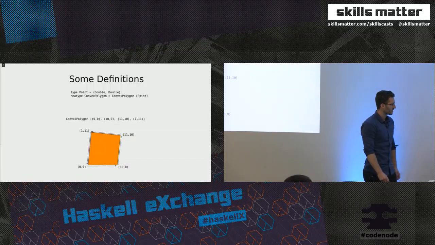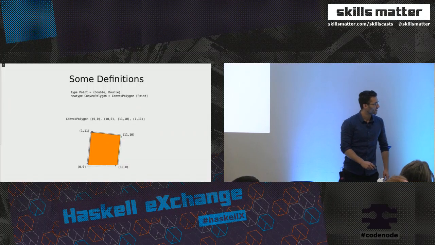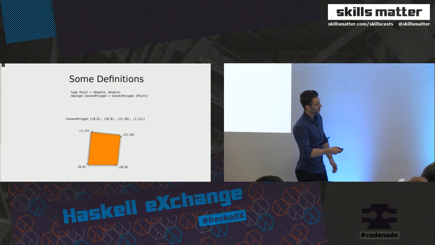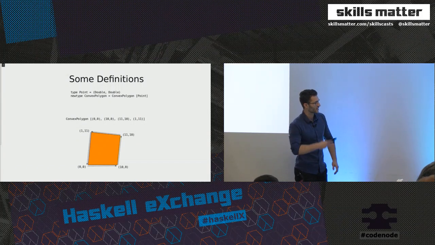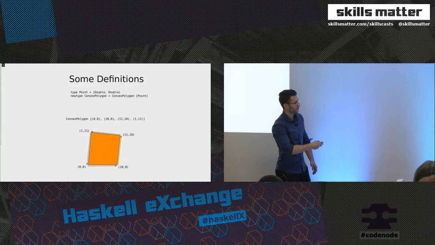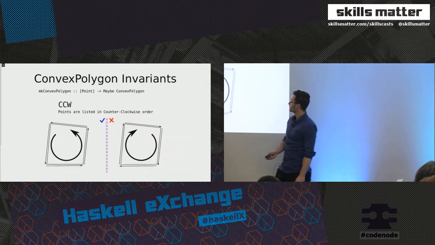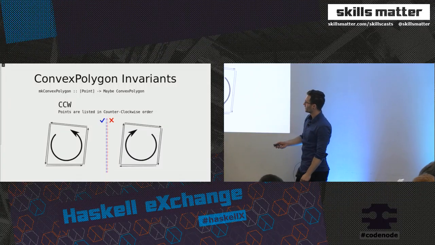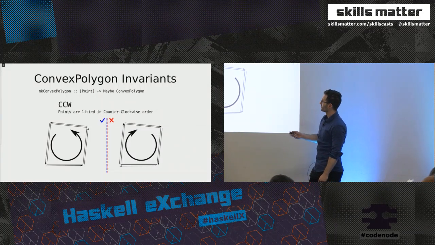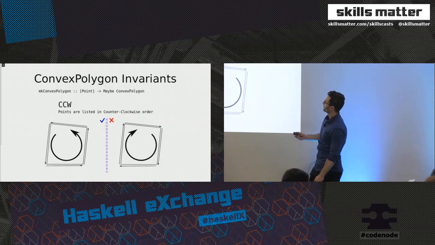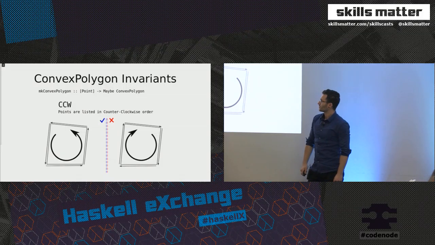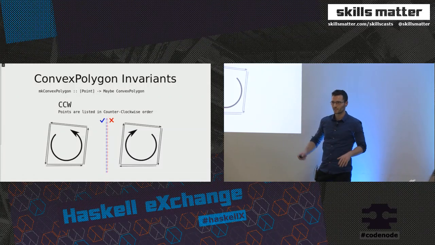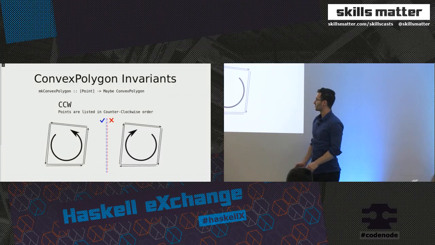So the list isn't just an arbitrary list in any random order. They are a walk around the boundary. So you can't just have them zigzagging around. It's actually a counterclockwise walk around the boundary. Okay, so just to reiterate, it's counterclockwise. These are some constraints that we have, or some invariants that are enforced by a smart constructor. So for the purpose of this talk, you can just assume whenever you see a convex polygon, these properties are going to hold.